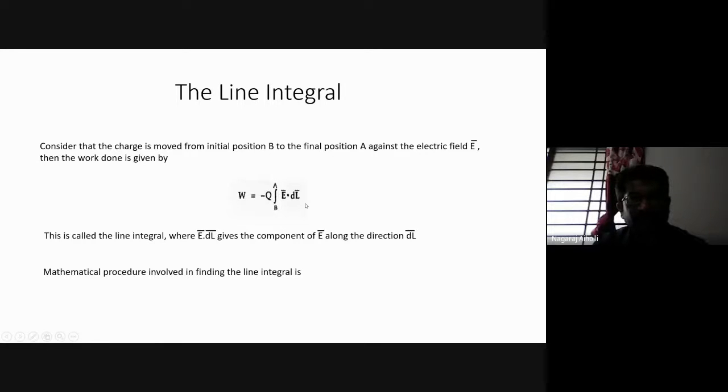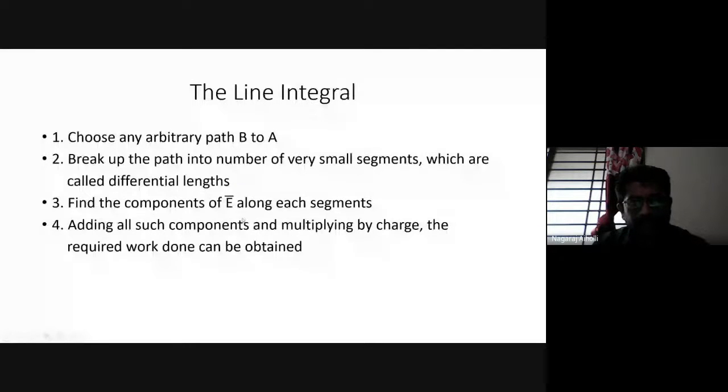What is the meaning of integral? If we add these small parts over the required length, that will give us the integration. That is the meaning of integral, correct? Therefore, after taking the final summation, multiply that answer with the charge Q. That will give me the total work done. Find the components of E bar along each segment, add all such components and multiply by the charge, and the required work can be obtained. This is the procedure for finding the line integral mathematically.